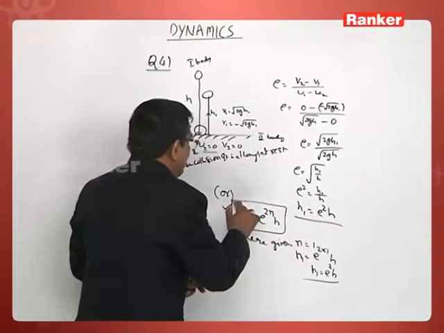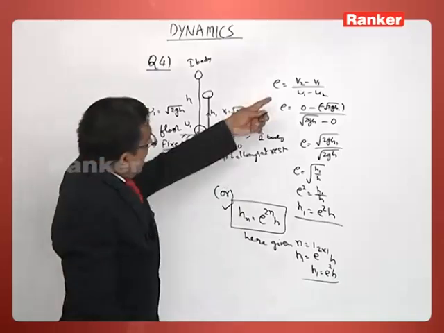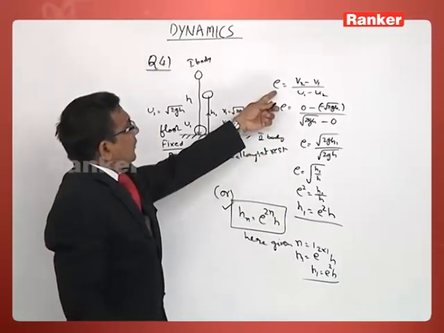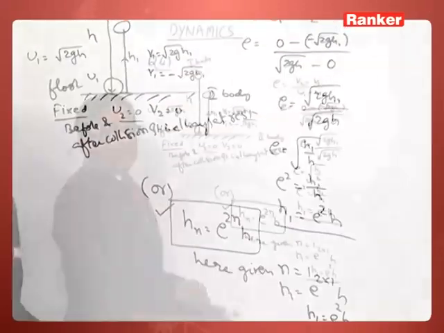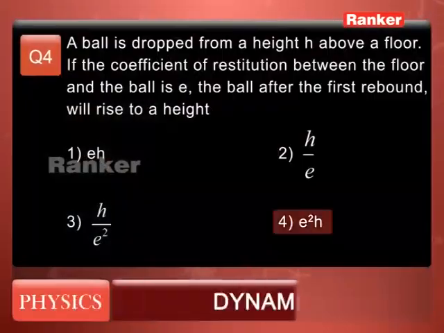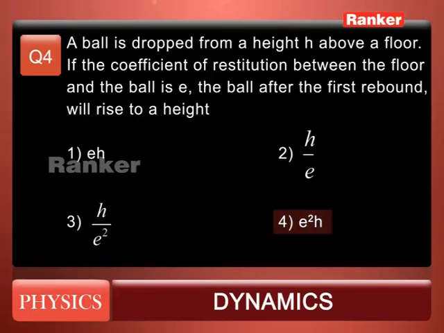By directly remembering this formula, you can do this problem, or by taking the formula for e, substituting u1, v1, u2, v2, you can solve. In either of the ways you can solve the problem. The answer is e square h. Fourth option is the correct answer.